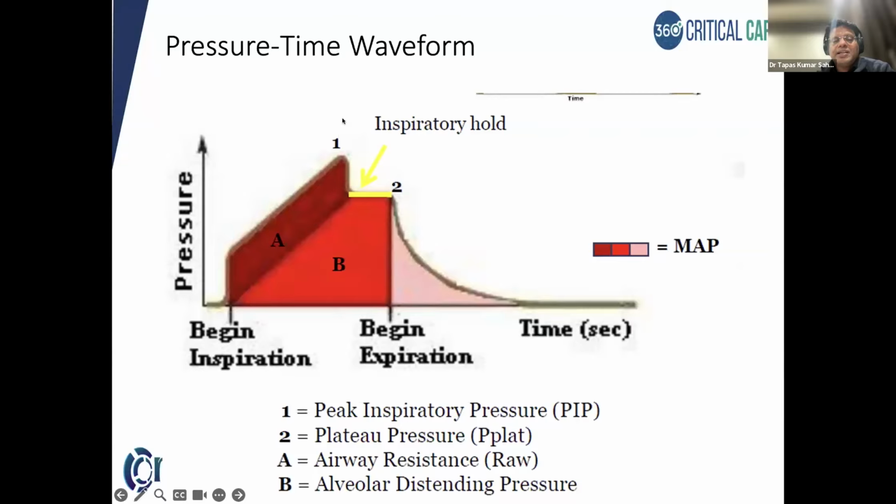Clear? So if it is rising, you will be labeling whether the resistance part is actually affecting. But if it is affecting the B part, you will say there is a compliance problem. Alveolar over distended. So you need to be reducing the PEEP so that we are not over distending the alveoli. Clear?